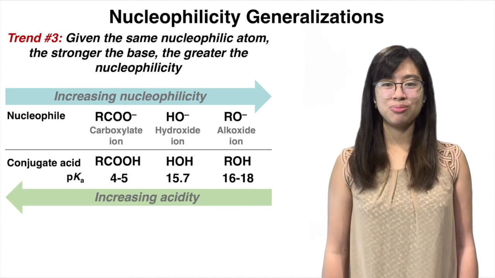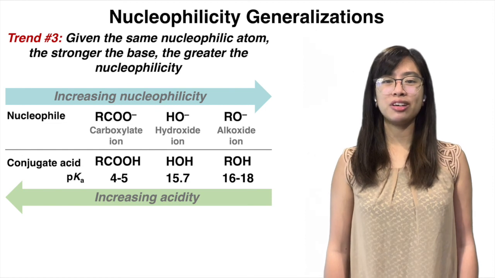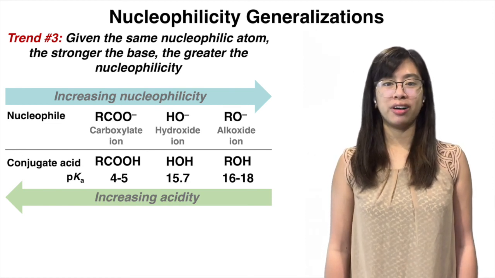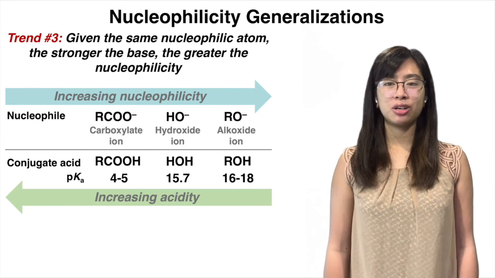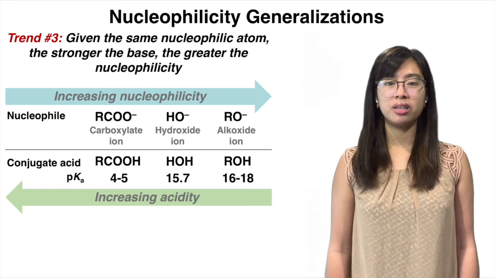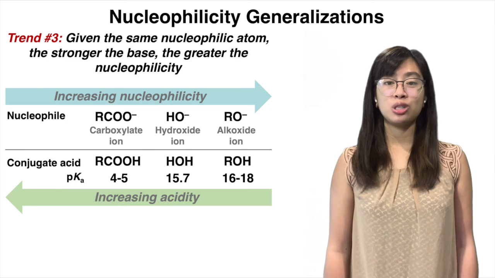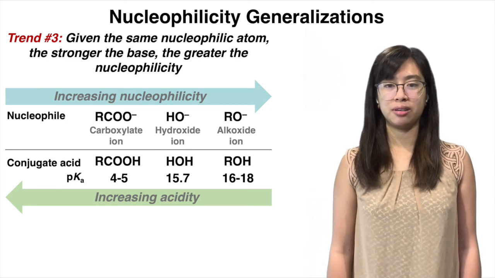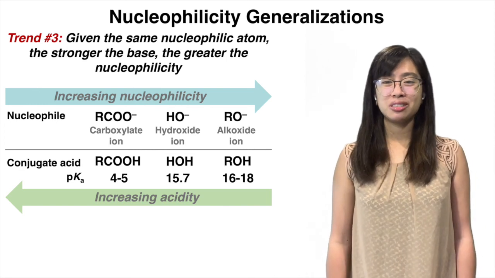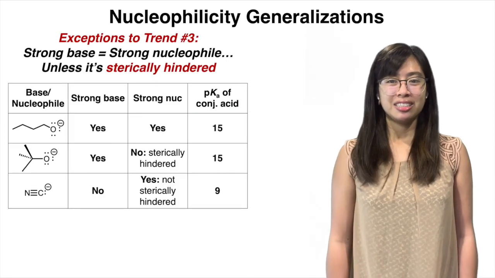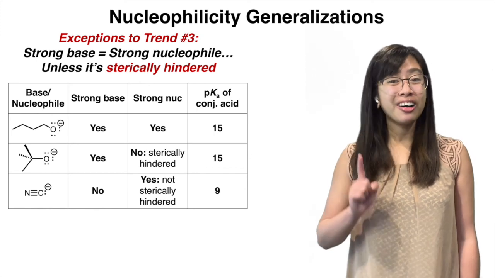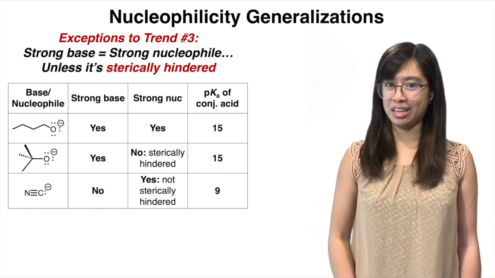Trend number 3 says that given the same nucleophilic atom, the stronger the base, the stronger the nucleophile. For these bases, we can turn to their conjugate acids and determine their pKa values. A strong conjugate acid means its base is weak, and vice versa. So there are a few exceptions to trend number 3. Typically, a strong base equals a strong nucleophile, unless it's sterically hindered.